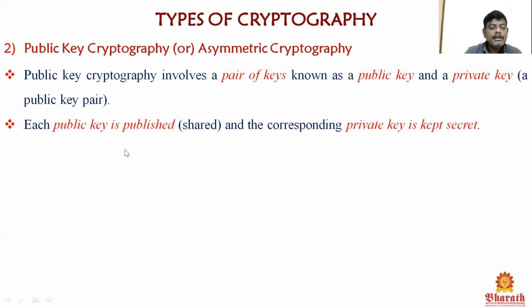Read this public key: not only sender and receiver, whoever is involved, whoever is active in the network, anyone can see, read, and use this public key. Each public key is published, that means shared, and the corresponding private key is kept secret. That is important. In this scenario, we have used two keys: one is the public key, another is the private key. The public key is common to all, but the private key is kept secret.